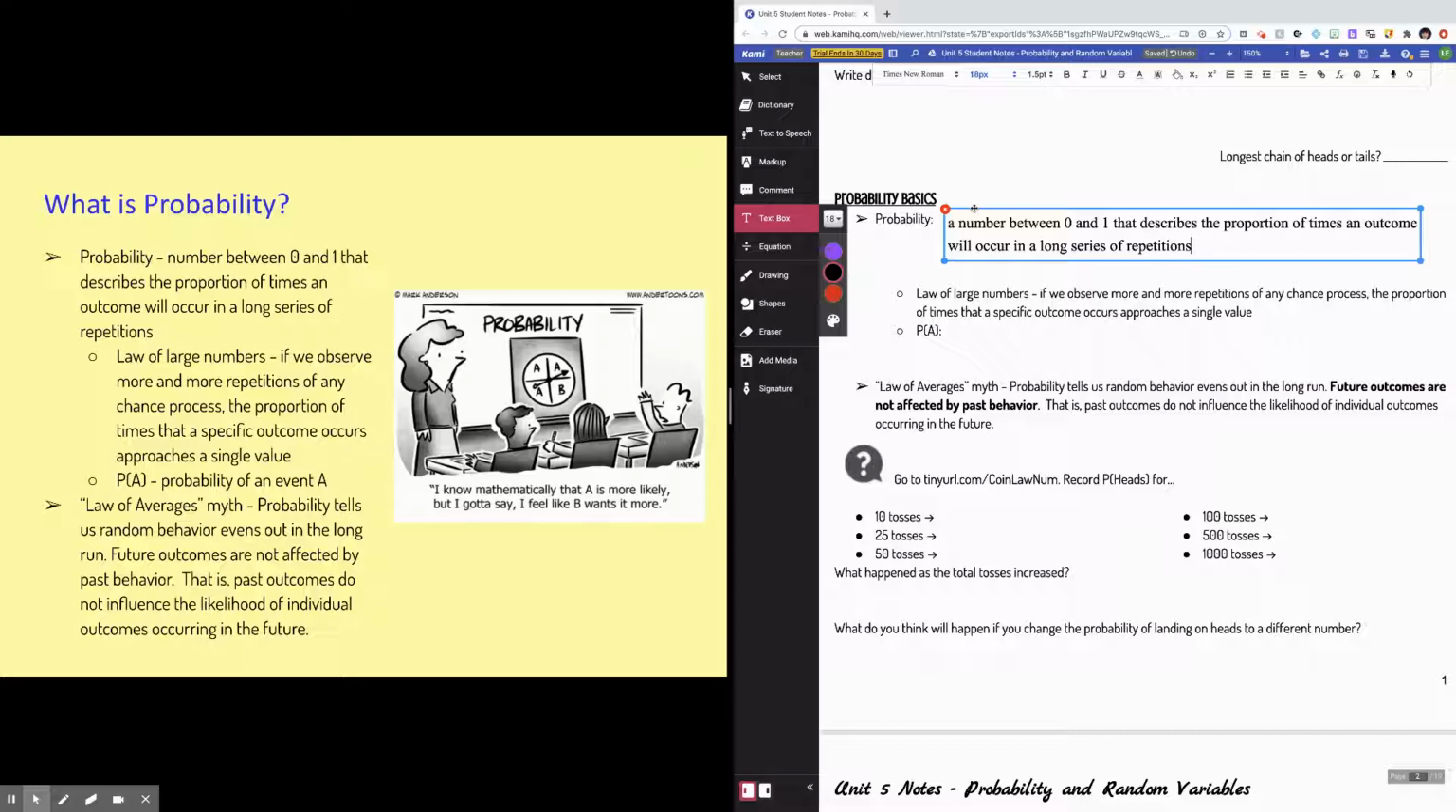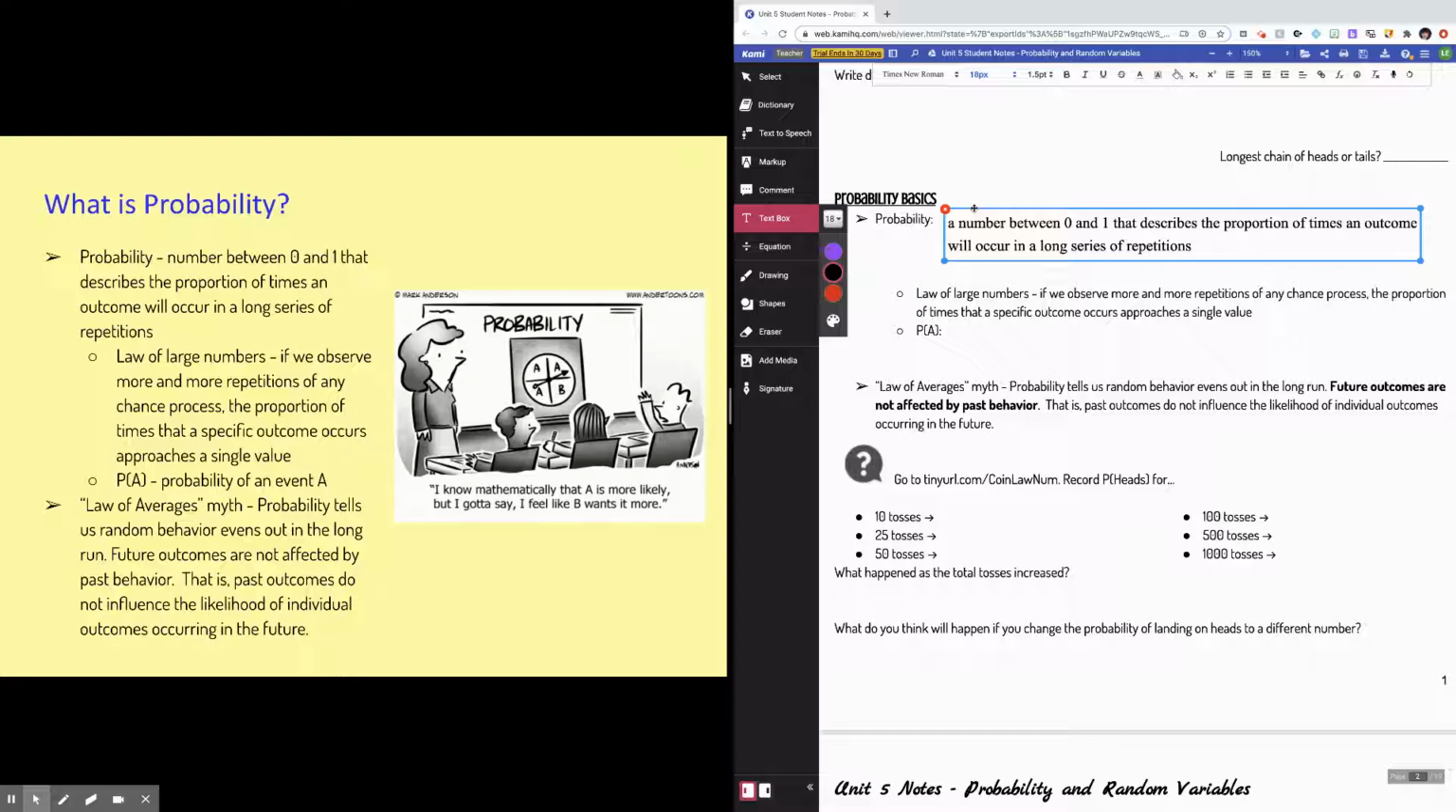But I think we understand inherently what probability is. It's how likely something is to occur, right? And the way that that is calculated often is you do the same thing over and over and over again. That's your long series of repetitions, right? And we then use that to figure out how many times a certain thing occurred after doing something over and over again, or asking the same question to lots of different people, right? And getting their responses, things like that.